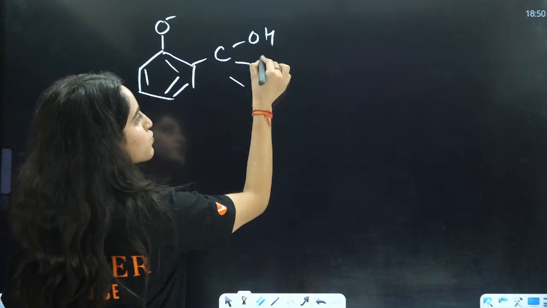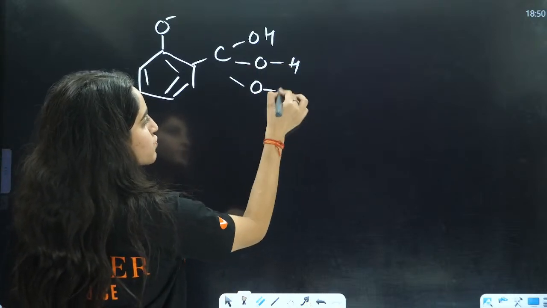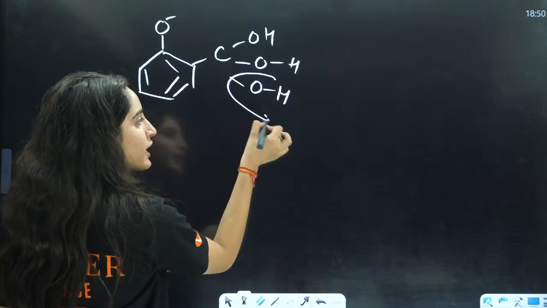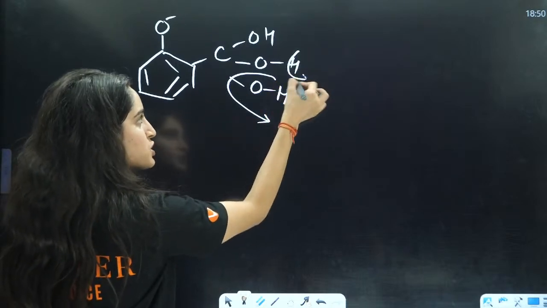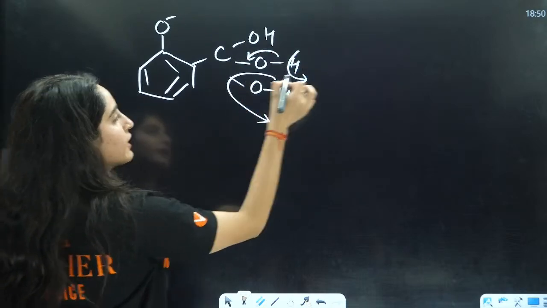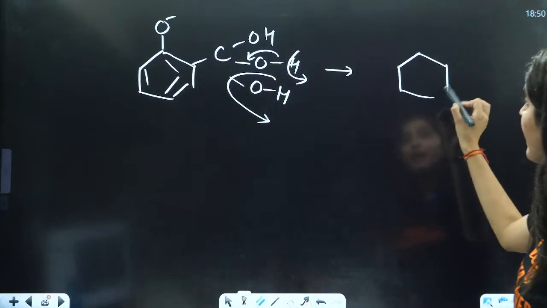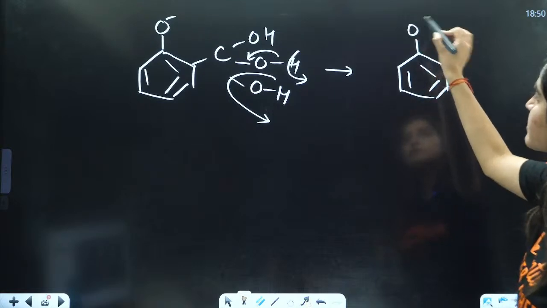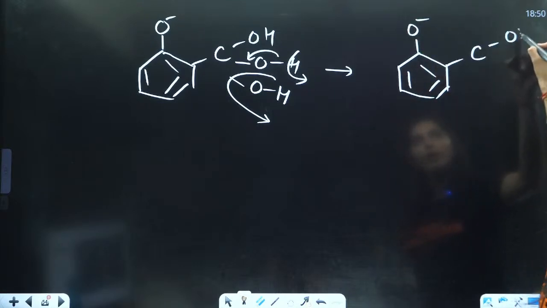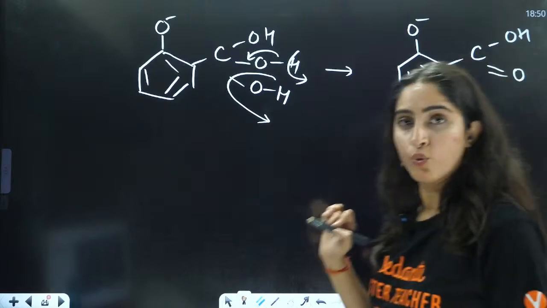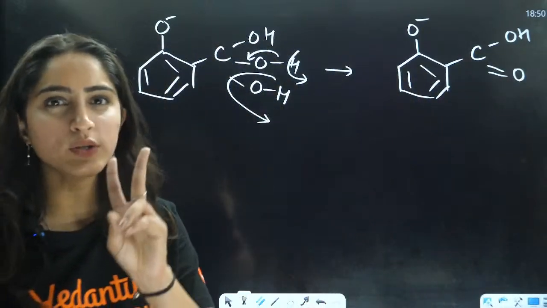Then in this case, what will happen? One OH negative is going to leave, one H positive will leave, one double bond will attack here, and hence you will have the formation of salicylic acid, carboxylic acid, right? This is COOH and this is a double bond O, right? So these are the two things that you should understand.